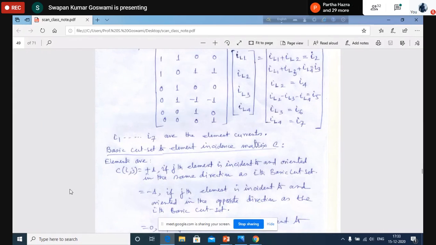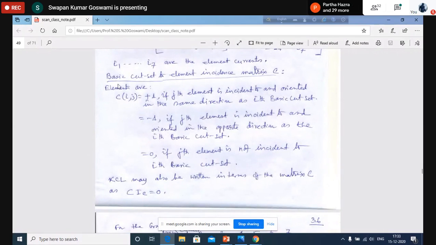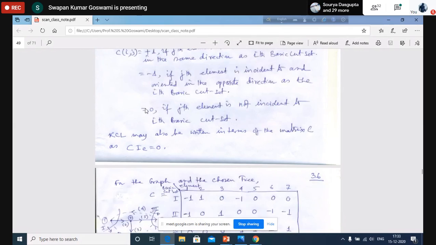Okay. Then we move to C matrix. Okay, basic cut set to element incidence matrix. So you see that this A matrix, B matrix, and now the C matrix. What we are actually doing, we are expressing the composition of the network in A, we are expressing the composition of the loops in matrix B, and we shall be expressing the composition of the cut set in matrix C. Okay, so basic cut set incidence matrix we shall form.